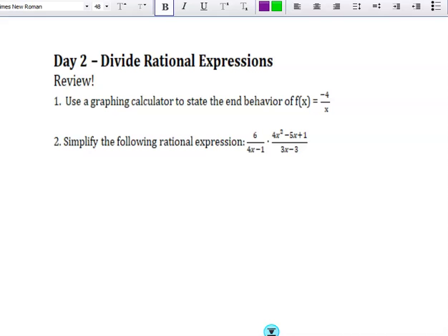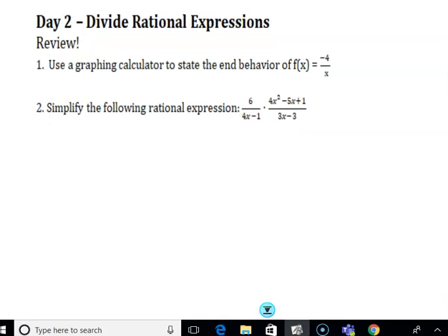All right, here we are. We are on day 2, so you should have your notes out or some paper so then we can work on dividing rational expressions. So the first thing we're going to do is review.